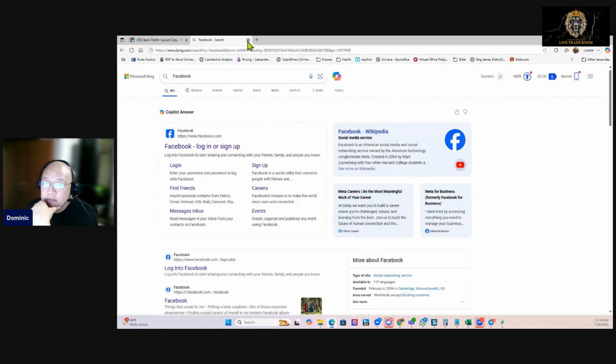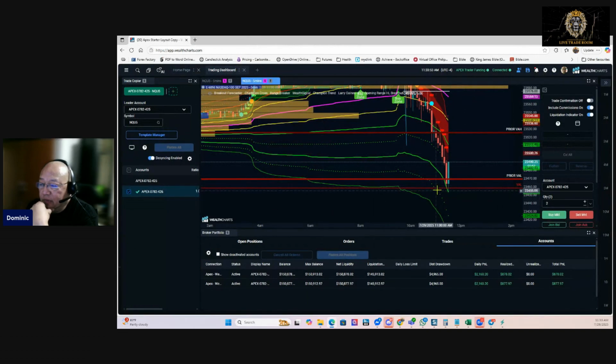So that's it. That's what I'm trading right now. You can see now we're reacting on that value area low. It says a low value node. It can probably pull back up to around here.